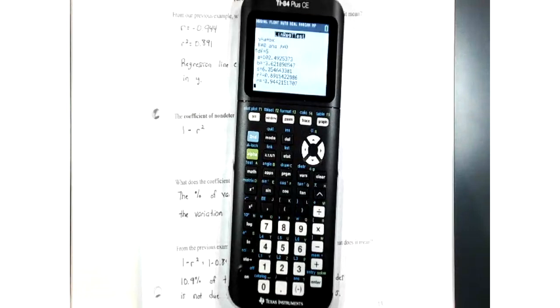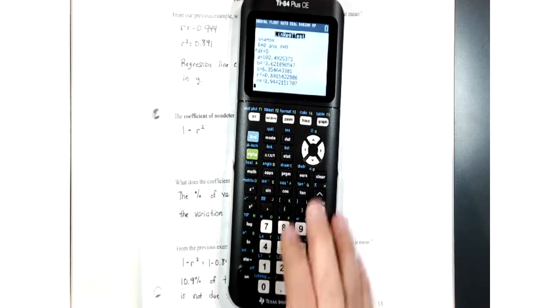That makes sense to everyone? I think it's a lot better than having to use that formula. So that's how you do it on the calculator.